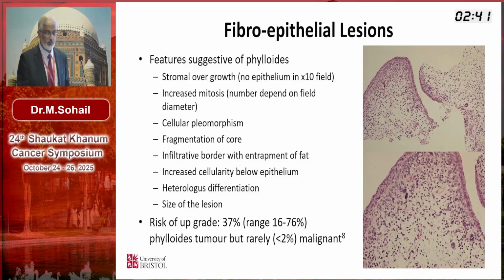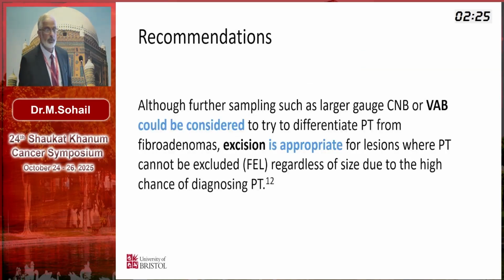The risk of upgrade is quite variable in different studies, but on average it is about 37%. But when we say 37%, it does not mean malignant phyllodes. Malignant phyllodes are very uncommon, less than 2%. So whether you identify this fibroepithelial lesion on core biopsy or VAB, because we cannot differentiate confidently, excision is appropriate. And that's what their recommendation is. And the same we do in the NHS BSP program too.